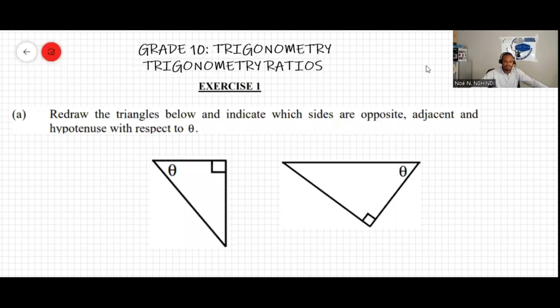Well, we're talking about trigonometry now. This is good for grade 10. And the question says trigonometry ratio. Exercise 1, the question says redraw the triangles below and indicate which sides are opposite, adjacent, and hypotenuse with respect to theta, the angle.